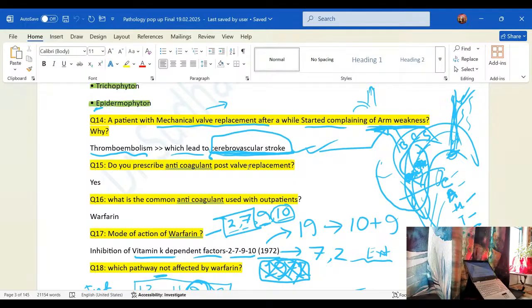Yes, it depends on the type of valve replacement. If it is mechanical valve replacement, we prescribe warfarin for life. But if it is tissue valve replacement, we prescribe it for 3 months. Yeah, it is a better answer.